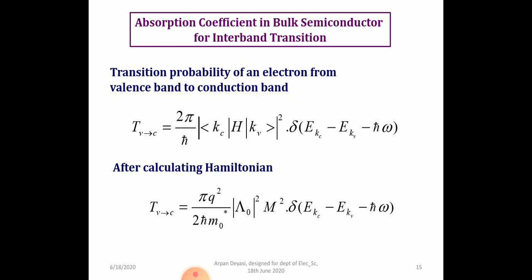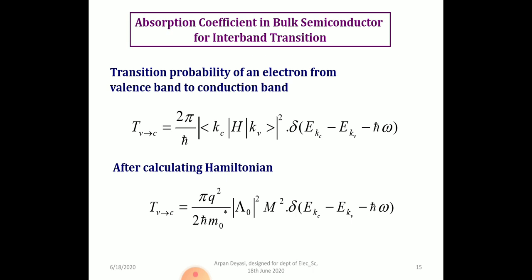Transition probability of an electron from valence to conduction band is given by this bracket vector. You know that kv and kc are the wave vectors applied to the Hamiltonian, and naturally you have to take the square, because you know that for power calculation the amplitude should be squared up and multiplied by the delta function. And what is now the delta function?